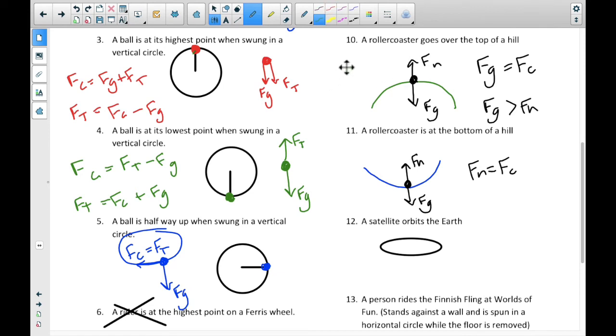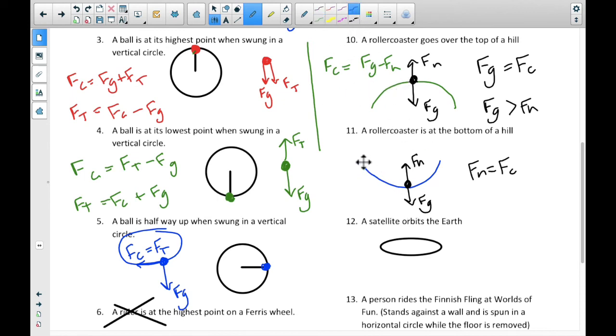I'm going to go back to number 10 for just a second, and say that, like we did over here with 3 and 4, it is the gravitational force, but we have to account for the fact that there is a normal force. So in this case, the centripetal force really should be the gravitational force minus the normal force. And again, the gravitational force better be bigger. That's what's causing it to stay on the track. But this might be a better equation.